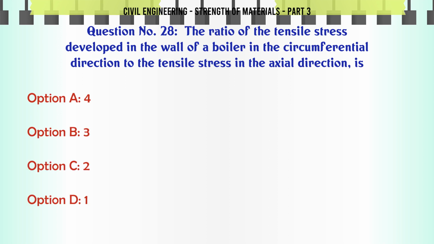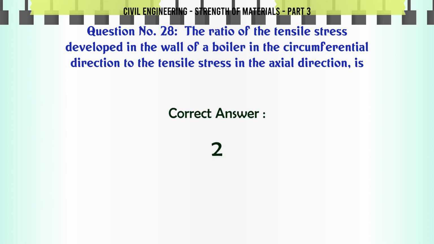The ratio of the tensile stress developed in the wall of a boiler in the circumferential direction to the tensile stress in the axial direction is: A. 4, B. 3, C. 2, D. 1. The correct answer is 2.